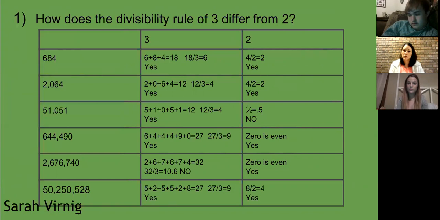Now for the 2s, you look at the last number and see if it is even. 684, the 4 is even, so we know that 2 would divide that number evenly, because 4 divided by 2 is 2. If you go down to 51,051, we see the last number is a 1. 1 divided by 2 is 0.5, so that would be a no.